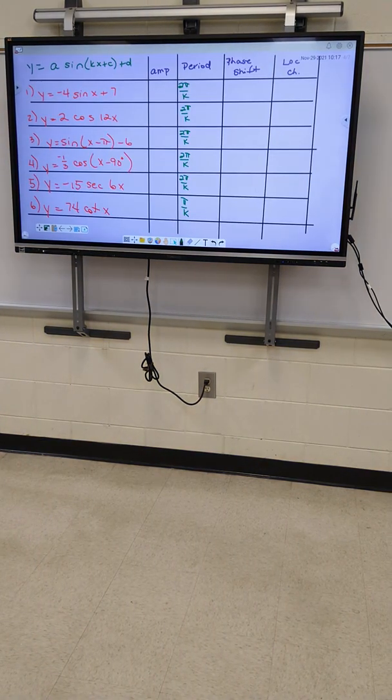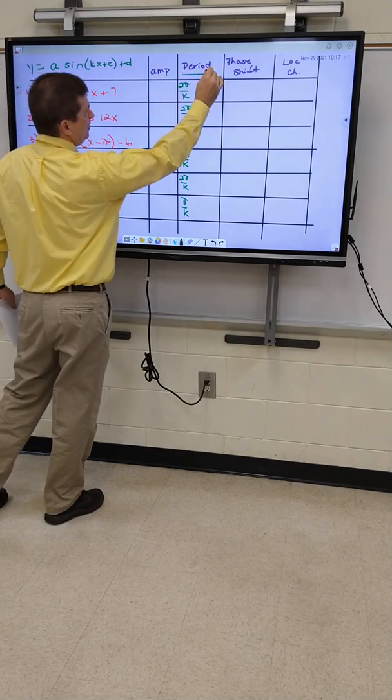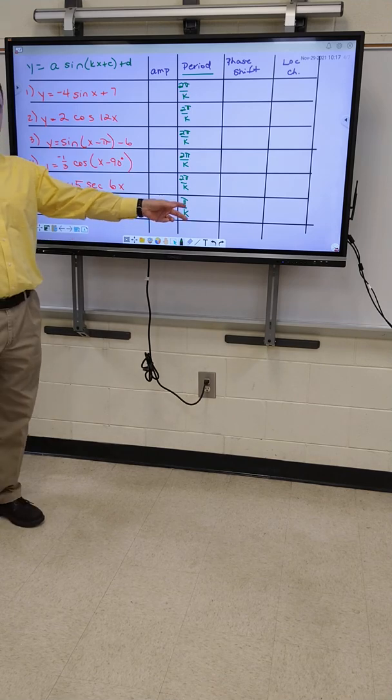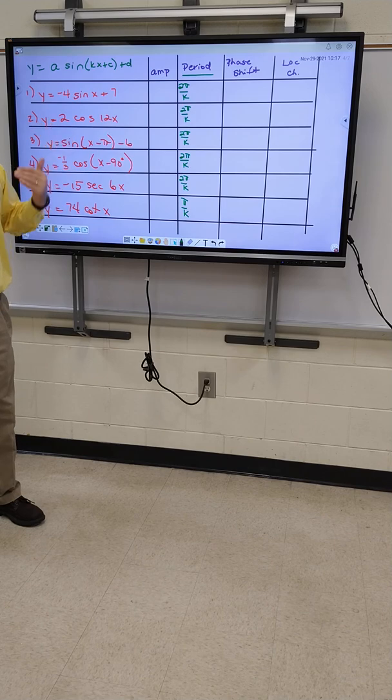Some of y'all still need some assistance on the second column. Remember, the formula is the same for period on everything except, what was it, tangent and cotangent. So on number 6, I made sure I made that change. It's just pi over k. 1 through 5 are all the same, 2 pi over k.